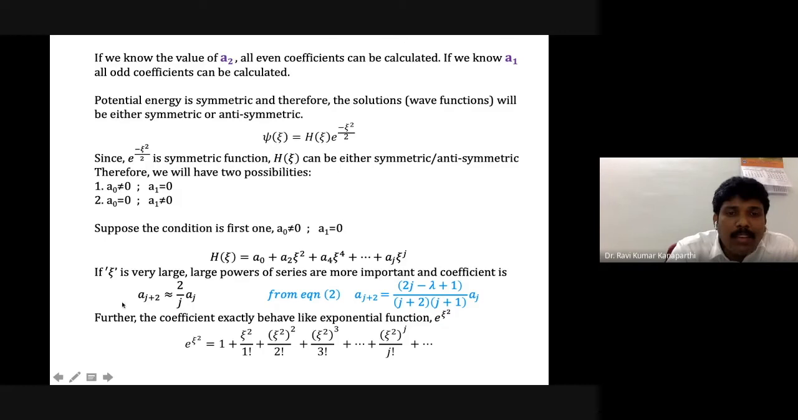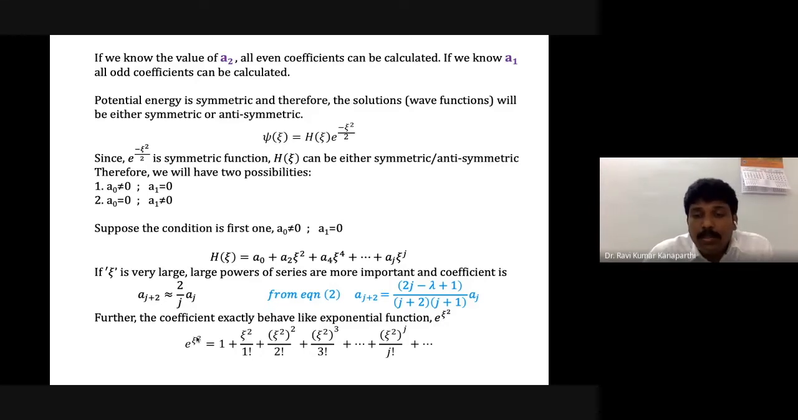Now, having obtained this approximate solution for aj plus 2, which is equal to 2 by j aj, I will introduce another interesting thing. This is a recursion relation between aj plus 2 and aj. And I'm going to claim that this is going to be exactly similar to that of e to the power z square.